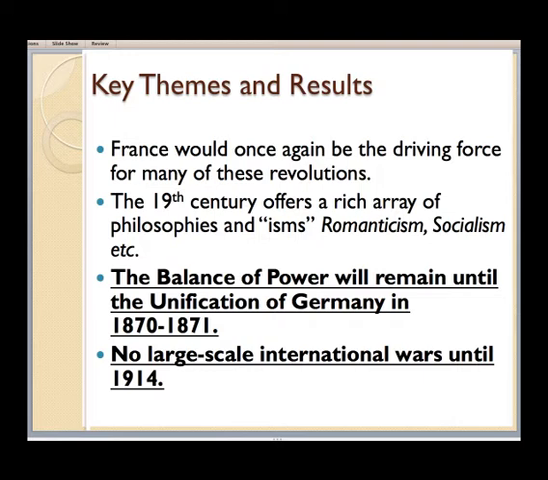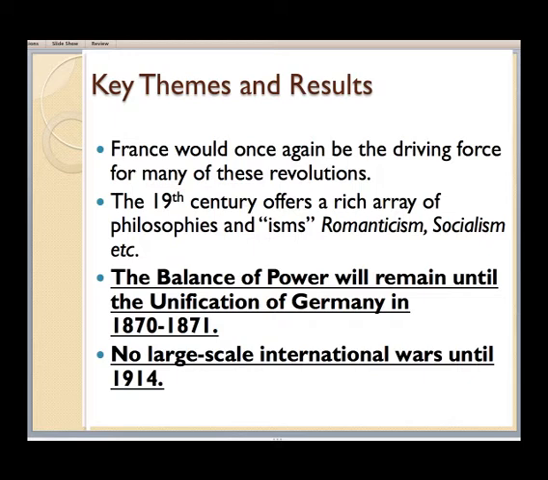We'll also see that in the 19th century there will be many different philosophical isms that are created. We'll talk in a few minutes about liberalism, nationalism, conservatism, but we've also got elements of romanticism, socialism, communism, anarchism. There's a variety of forces that will be unleashed in response to the French Revolution, in response to the Industrial Revolution, so to speak.